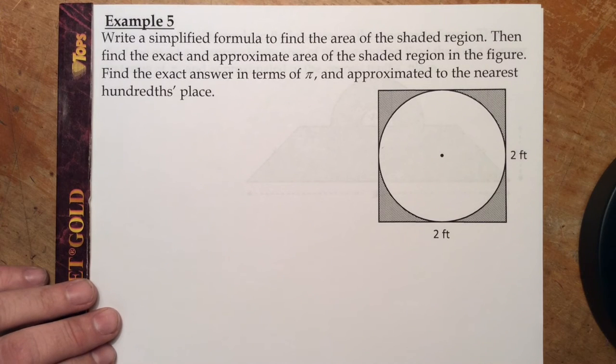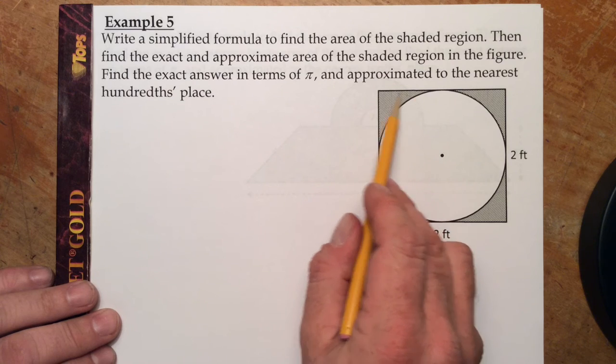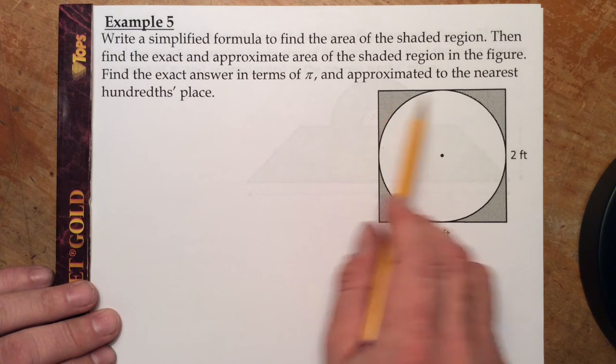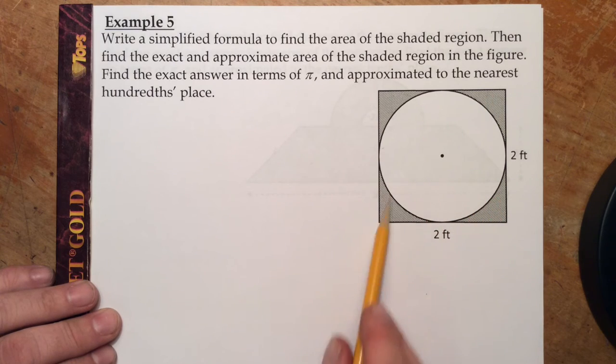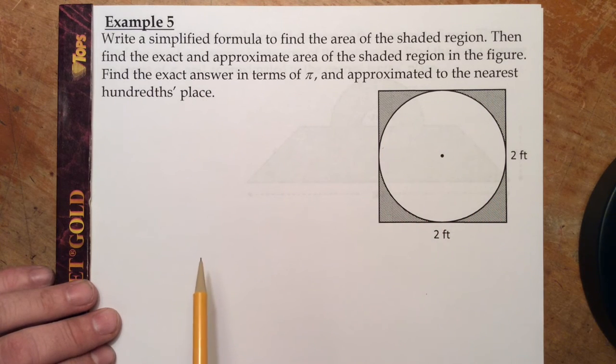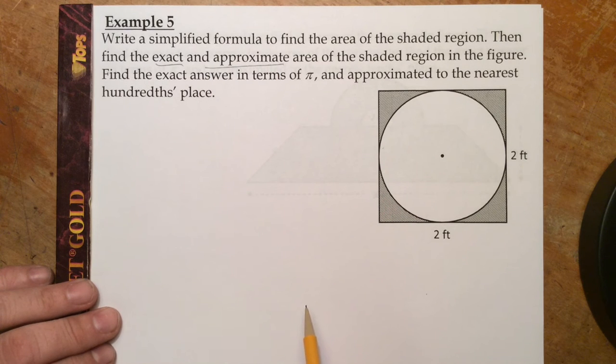Example 5. We're going to do a little composite area now. Write a simplified formula to find the area of the shaded region. The shaded region is not just each part of these, but the whole thing together. So it's these little corners all together. Then find the exact and approximate area of the shaded region in the figure. Find the exact answer in terms of pi, and the approximated answer to the nearest hundredths place this time.